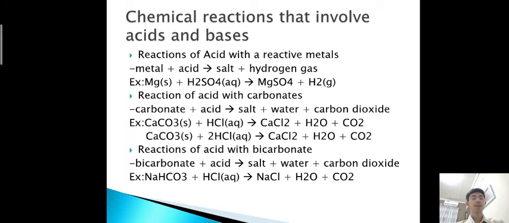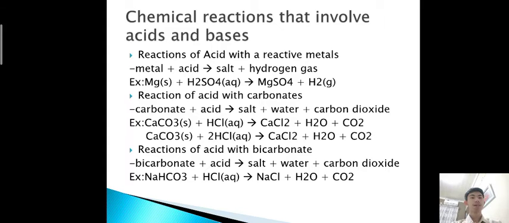Chemical reactions that involve acids and bases. There are 8 reactions of acids and bases. The first one is the reaction of acid with reactive metals. The formula is metal plus acid forming salt plus hydrogen gas. For example, magnesium in solid form plus H2SO4 in aqueous form forming MgSO4 plus hydrogen gas.